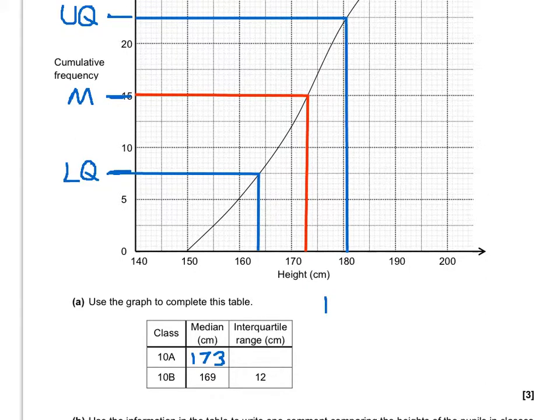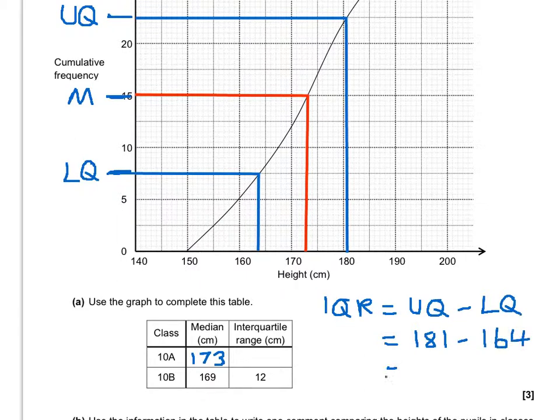Now, the interquartile range is found by doing the upper quartile take away the lower quartile. Now, the upper quartile value here, if we go across to our cumulative frequency graph and go down, is 181. The lower quartile, if we go across, is about 164. So 181 take away 164 gives us an interquartile range of 17.